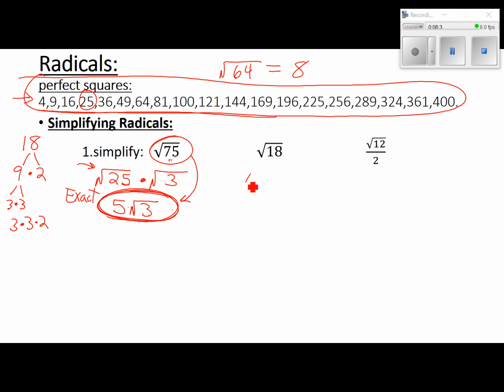Same thing on this next one. I look for a perfect square that will divide into 18 evenly, and I notice that 9 will. You always want the biggest perfect square too. So 9 times 2, so you got the square root of 9 times the square root of 2. That's exactly the same thing as the square root of 18. Here, square root of 9 is just 3. That comes out from underneath the radical. 2 stays under the radical. That's your simplified form.